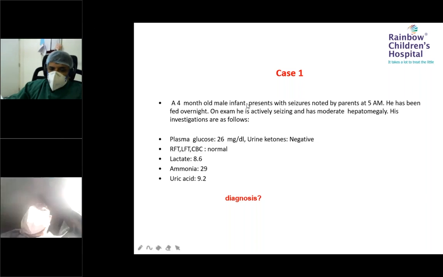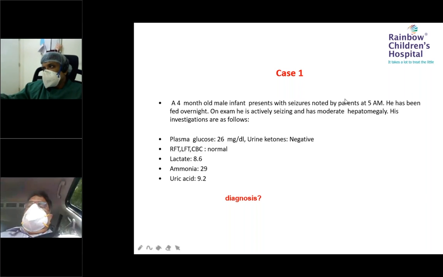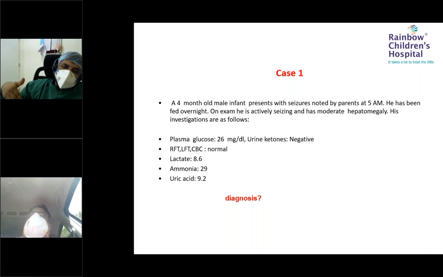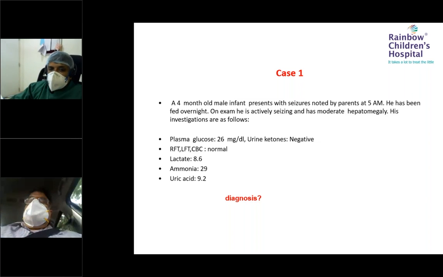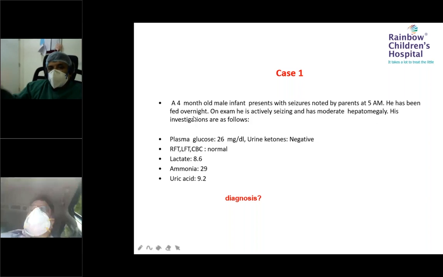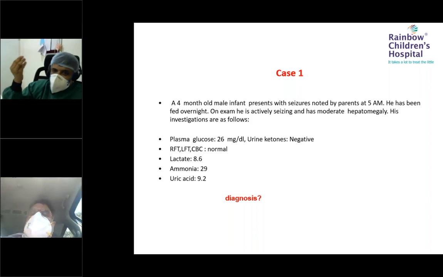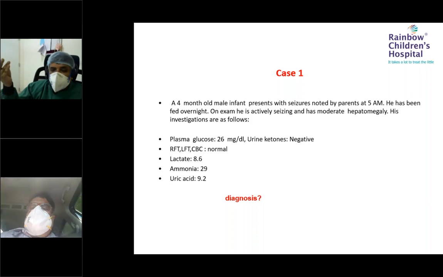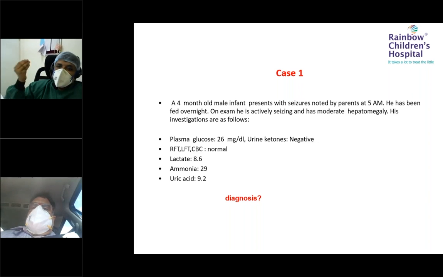So this is a 4-month-old male baby who presents with seizures noted by parents at 5 a.m. So predominantly beyond 3 months and early morning hypoglycemia. The baby has been fed overnight. On examination in the emergency room, he is actively seizing and he has got a moderate hepatomegaly. So the differential diagnosis at this stage could be a sepsis, or an inborn error of metabolism, or it could be just an isolated hypoglycemia, right?